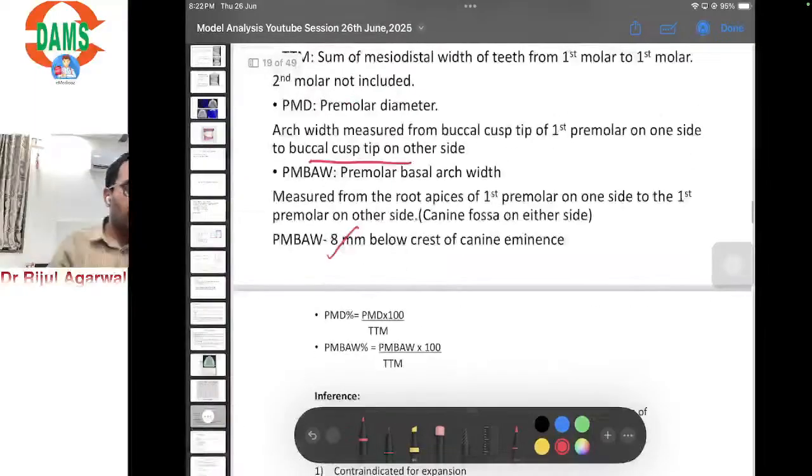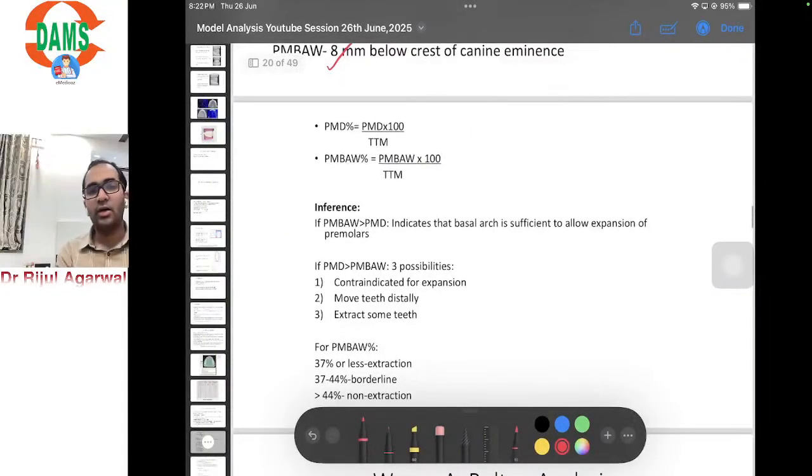Okay, so here again you get a measured value, and for the calculated value you have a formula. So what is the formula? It is in percentage, premolar basal arch width over premolar diameter. Okay, what is the inference? If the premolar basal arch width is more than the premolar diameter, that means the basal arch is sufficient to allow expansion of the premolar.